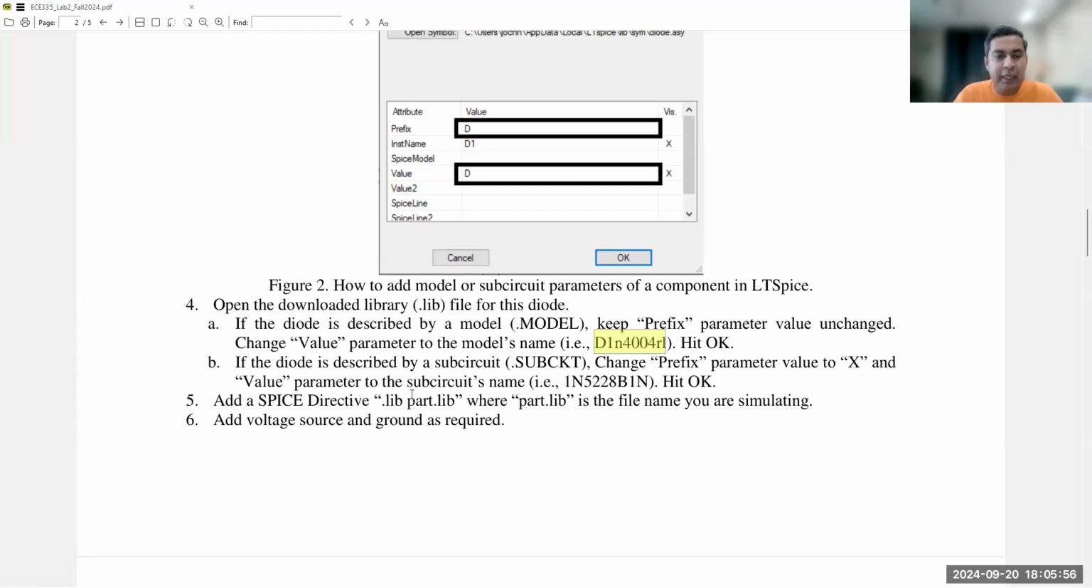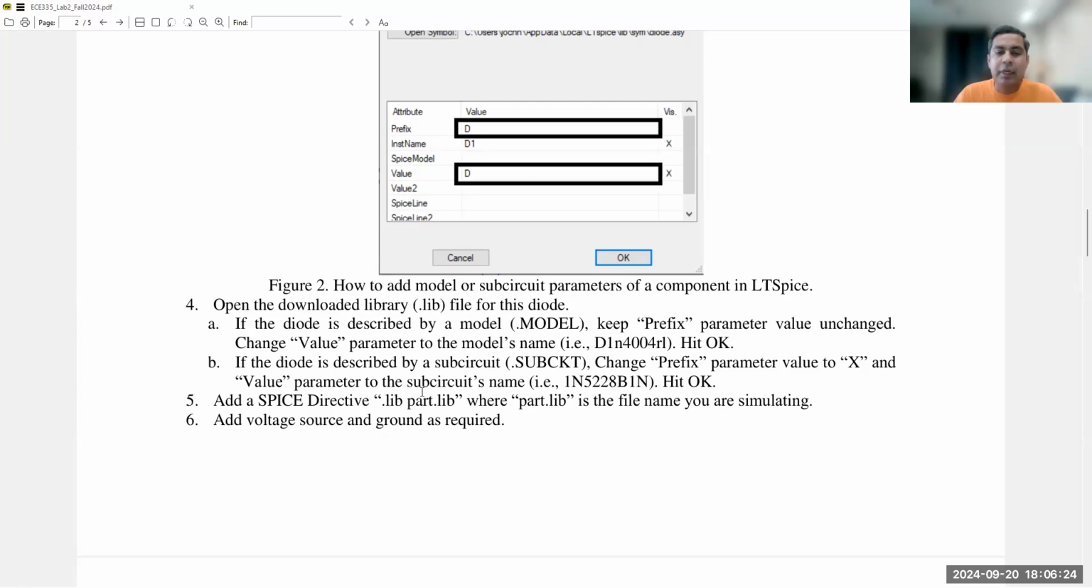And then you need to add this library file location as a SPICE directive in your circuit. The way you do it is you open up a SPICE directive or add a SPICE directive. You can hit T, the letter T on your keyboard, and open up the SPICE directive window and write .lib. And the part.lib is basically a generic name, but replace the part section with the model name or the file name that you actually have in your directory.